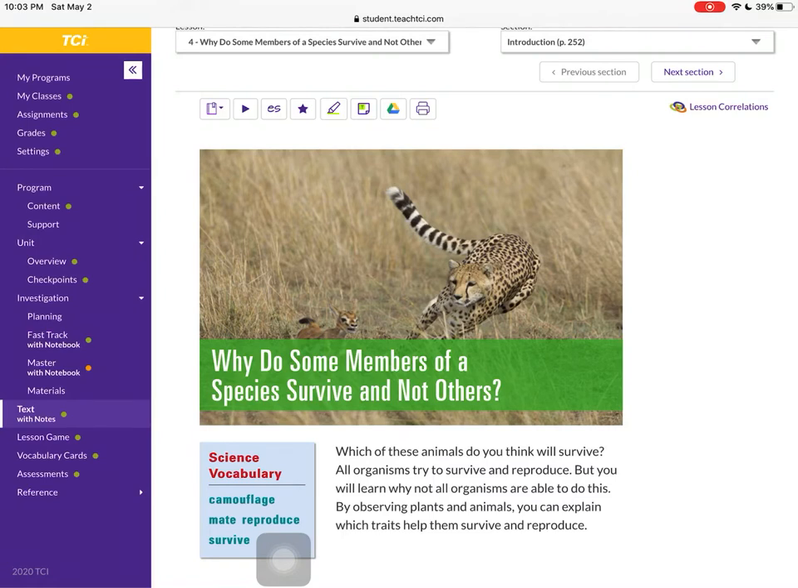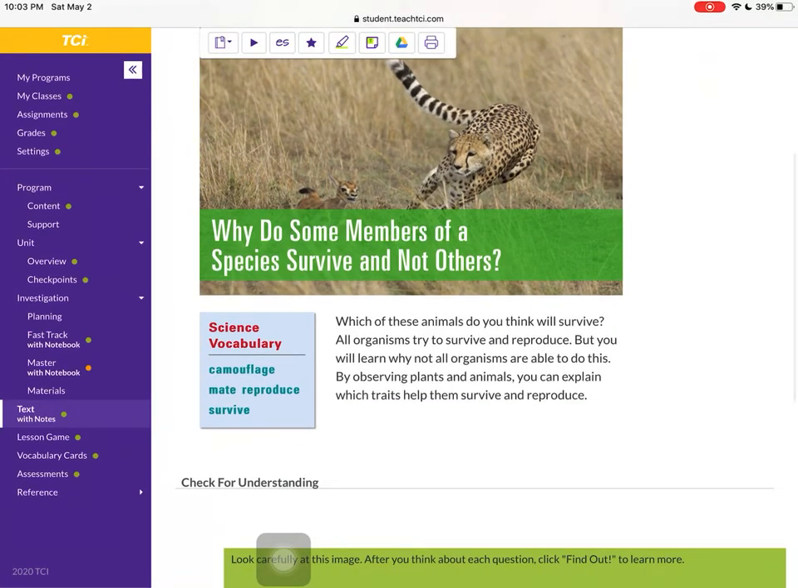All organisms, again, organisms are just living things, try to survive and reproduce. But you will learn why not all organisms are able to do this. By observing plants and animals, you can explain which traits help them survive and reproduce. So again, when we were talking back in Benchmark, we talked about how animals have adaptations that allow them to adapt and come up with a way or ways to survive in their habitat.